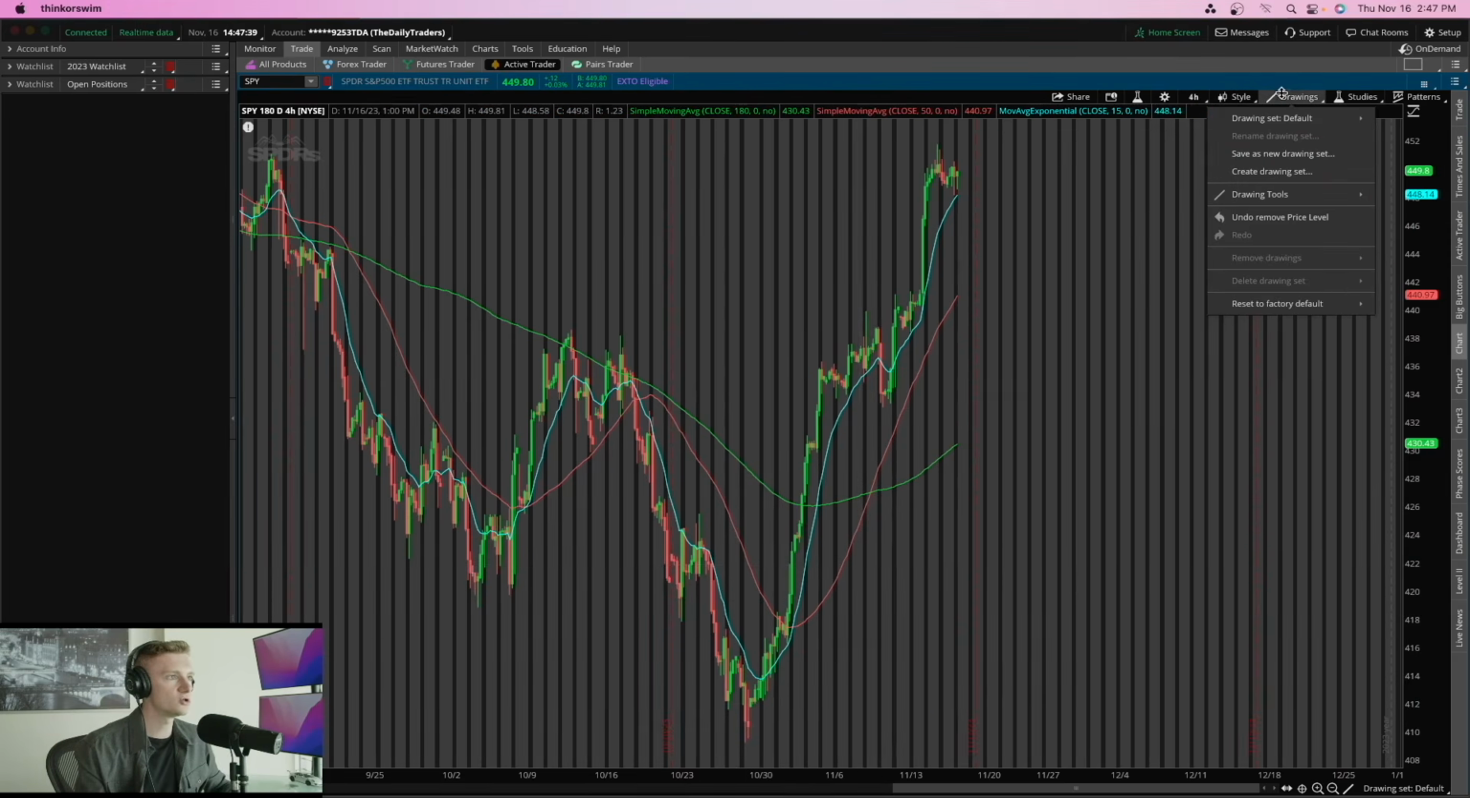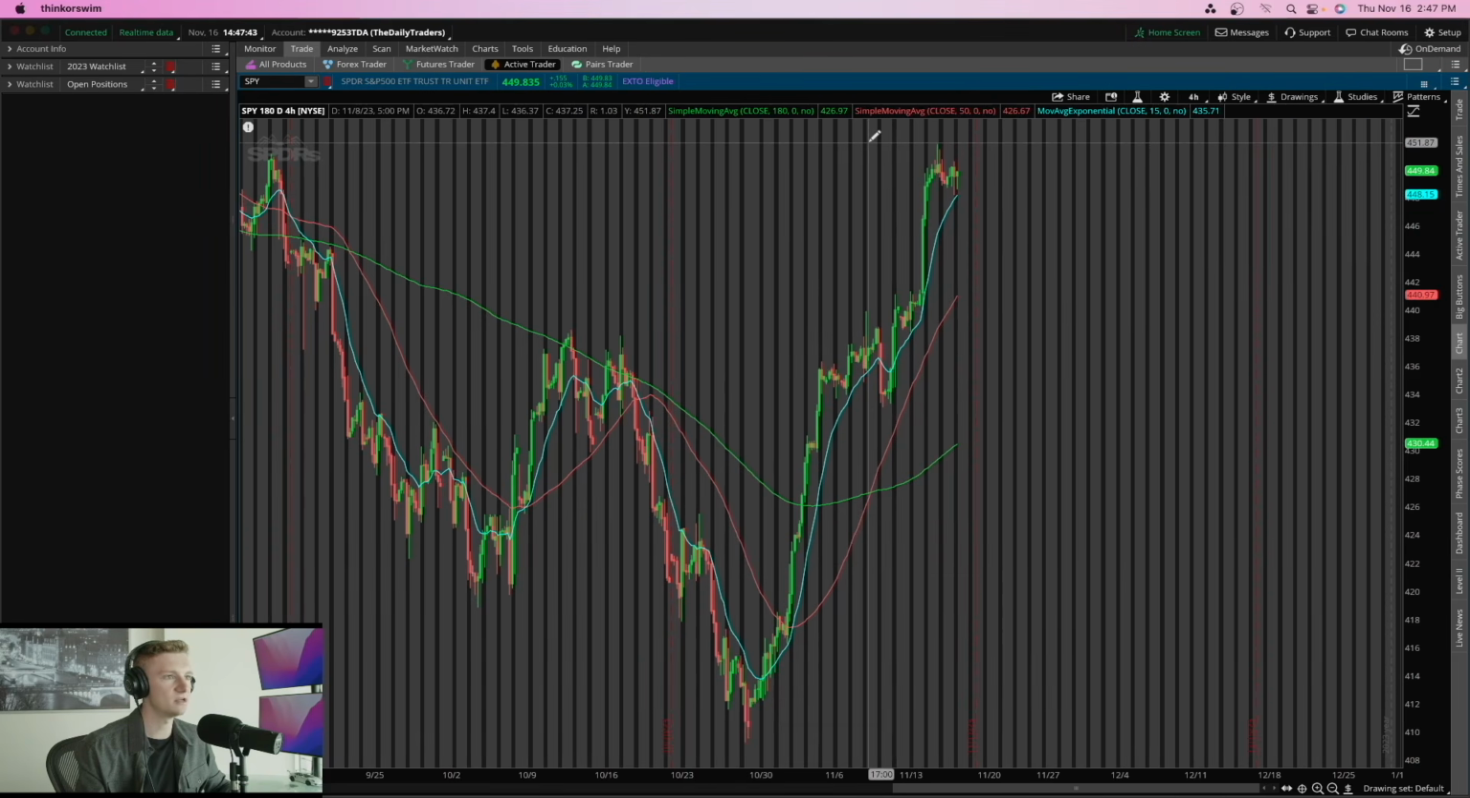Now, the second tool under drawing tools is going to be price level. Price level, all you have to do is click, and then it is going to give you this line right here. So these lines we're going to use for support and resistance.